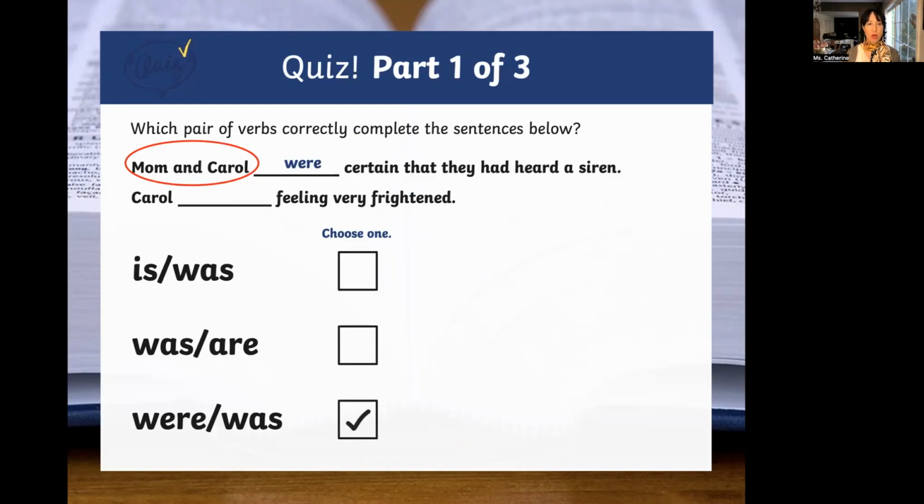Okay, now the second one, Carol. Is this singular or plural? That's right. Is it singular? Carol was feeling very frightened. Good job. Now, why is it was? Because we talked about Mom and Carol were certain that they had heard a siren, but Carol was feeling frightened. Good job.